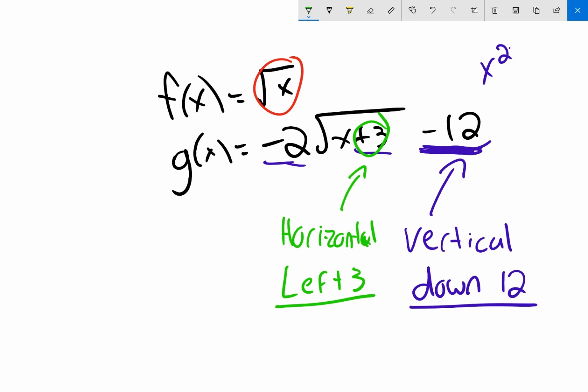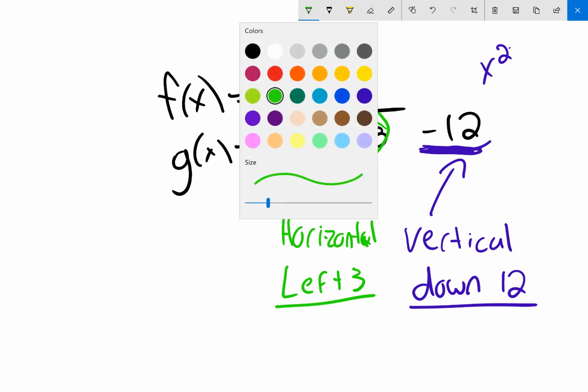Let me erase some of this red here. It's kind of getting a little distracting. All right, get rid of that as well. So many colors, so many to choose from. Let's go with this pink.